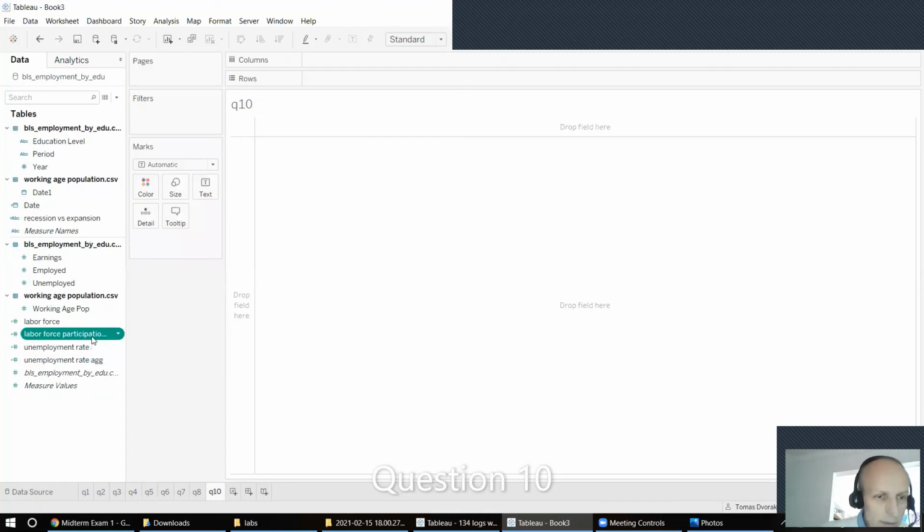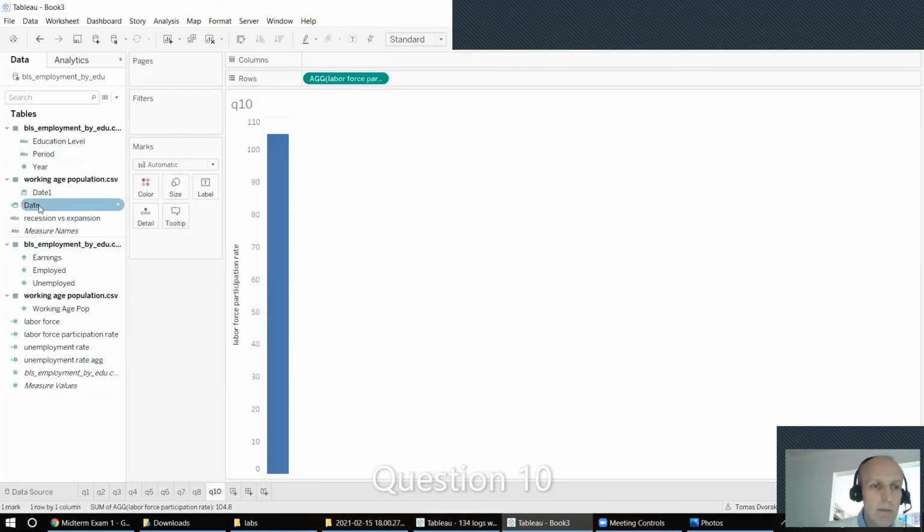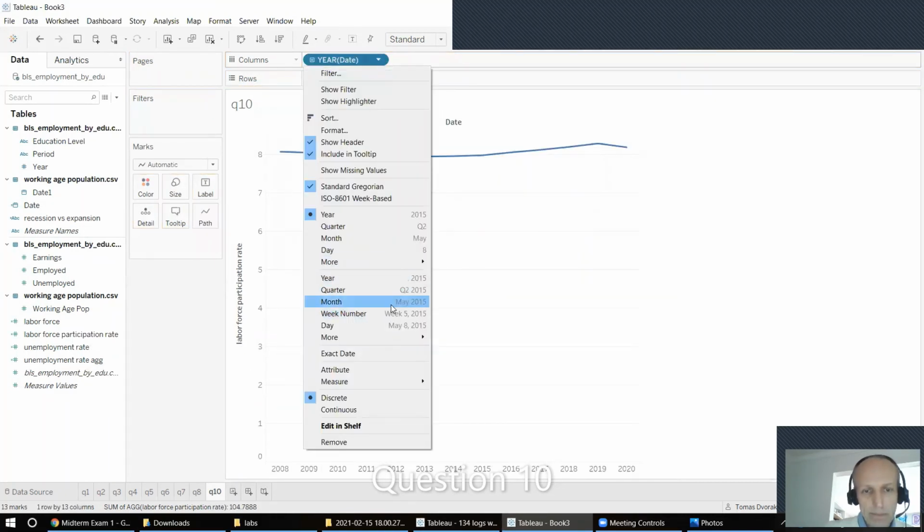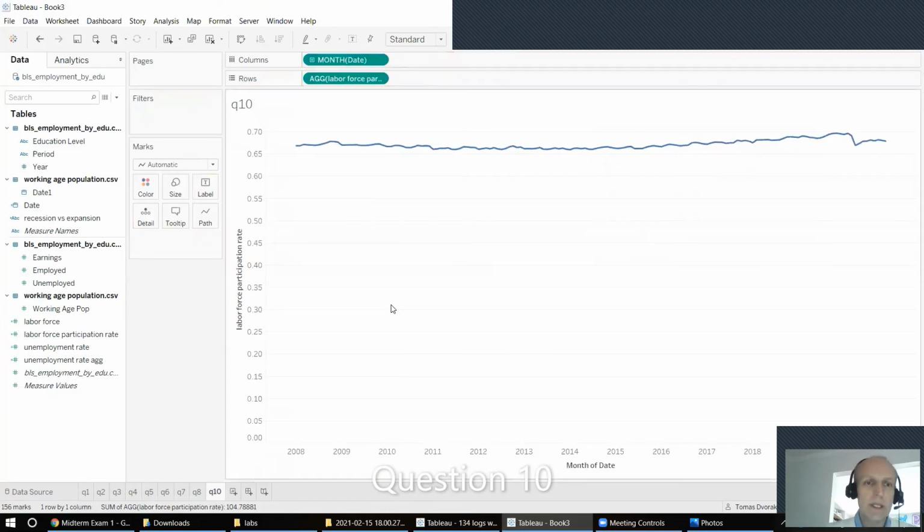We're going to plot that against time and make it monthly. And we see that labor force participation ranges between 60 and 70%, dropping quite significantly during the shutdown.